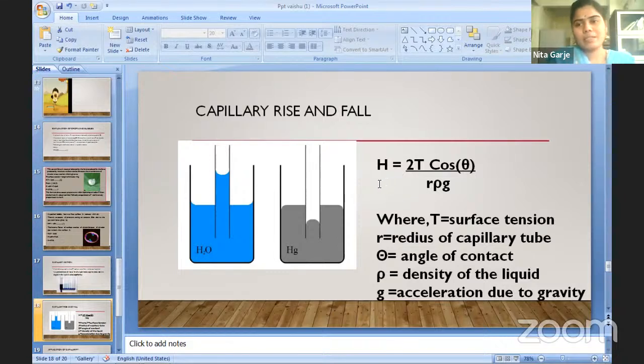h is the height of rise or fall in a capillary tube, so h is equal to 2T cos theta by r rho g. T is the surface tension, r is the radius of the capillary tube, theta is the angle of contact, rho is the density of the liquid, and g is the acceleration due to gravity.